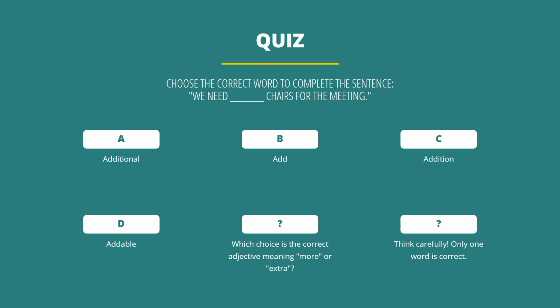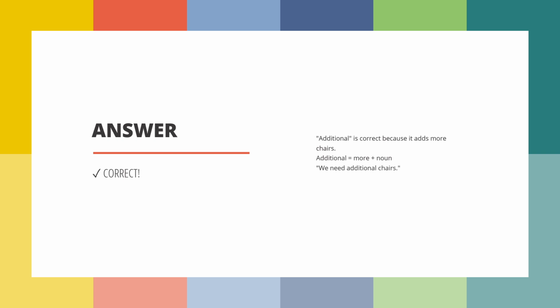Time for a quiz. Complete this sentence. We need blank chairs for the meeting. Your choices are additional, add, addition, or addable. Which one is correct? The correct answer is additional. We need additional chairs for the meeting. Additional is correct because it is an adjective that describes the noun chairs.